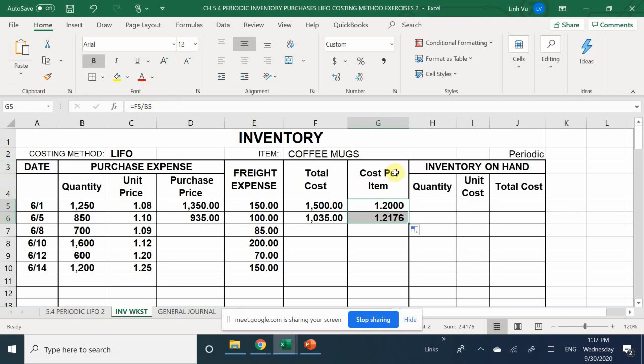So now that we've solved that, the cost per item for our June 5th purchase is going to be $1.2176, blah, blah, blah, right?